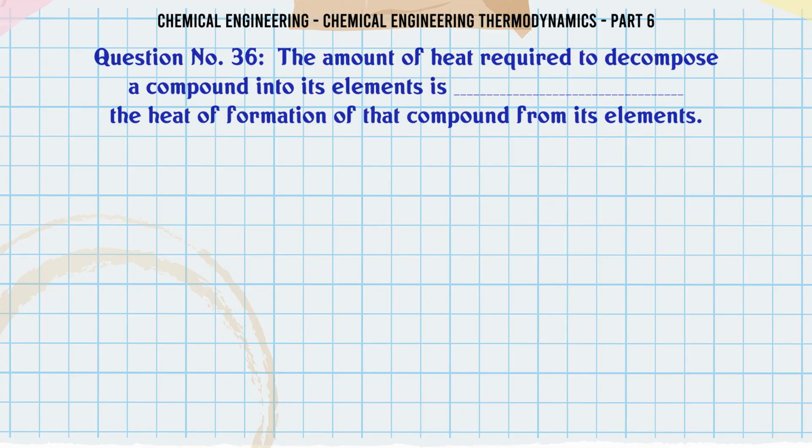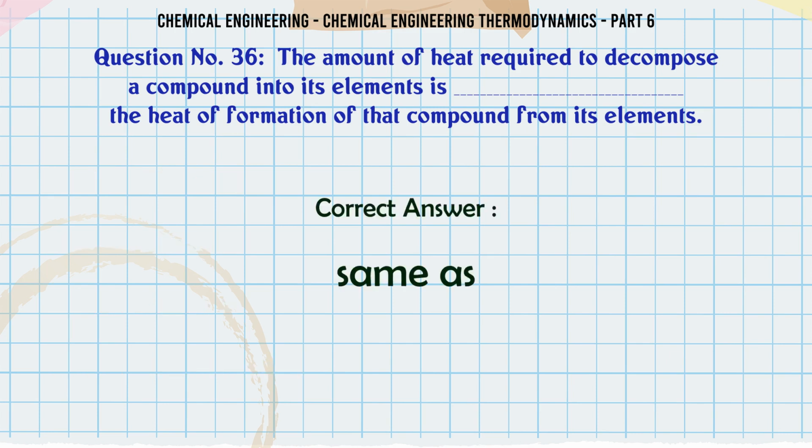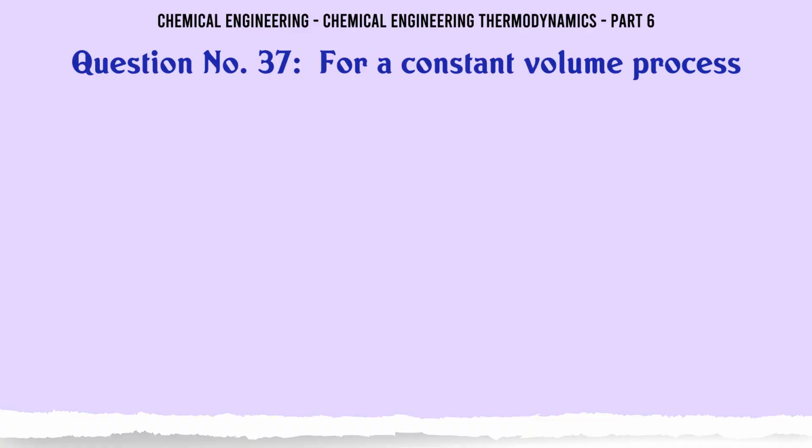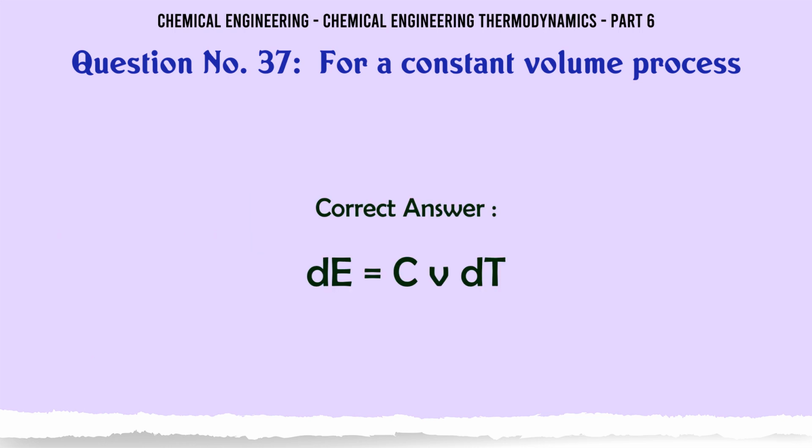The amount of heat required to decompose a compound into its elements is the heat of formation of that compound from its elements. A. less than. B. more than. C. same as. D. not related to. The correct answer is same as. For a constant volume process, A. dCp/dt. B. dCv/dt. C. dQ = dP dV. D. dW = P dV. The correct answer is dCv/dt.